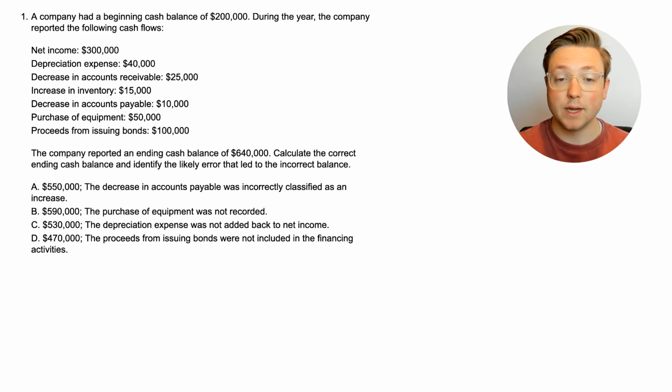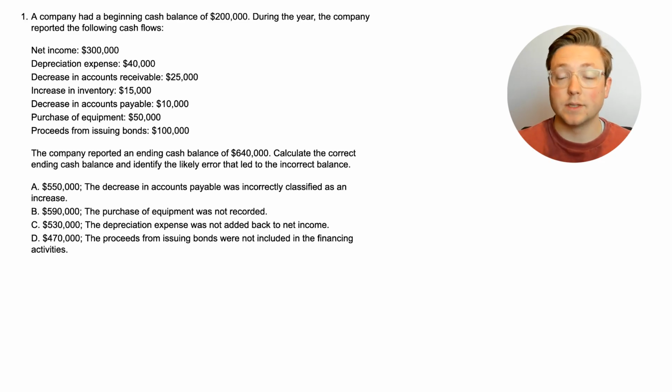A company had a beginning cash balance of $200,000. During the year, the company reported the following cash flows. So they had net income, and remember this is the indirect method, so that's why we're using net income. Depreciation expense, decrease in accounts receivable, increase in inventory, decrease in accounts payable, purchase of equipment, and proceeds from issuing bonds. The company reported an ending cash balance of $640,000. Calculate the correct ending cash balance and identify the likely error that led to the incorrect balance.